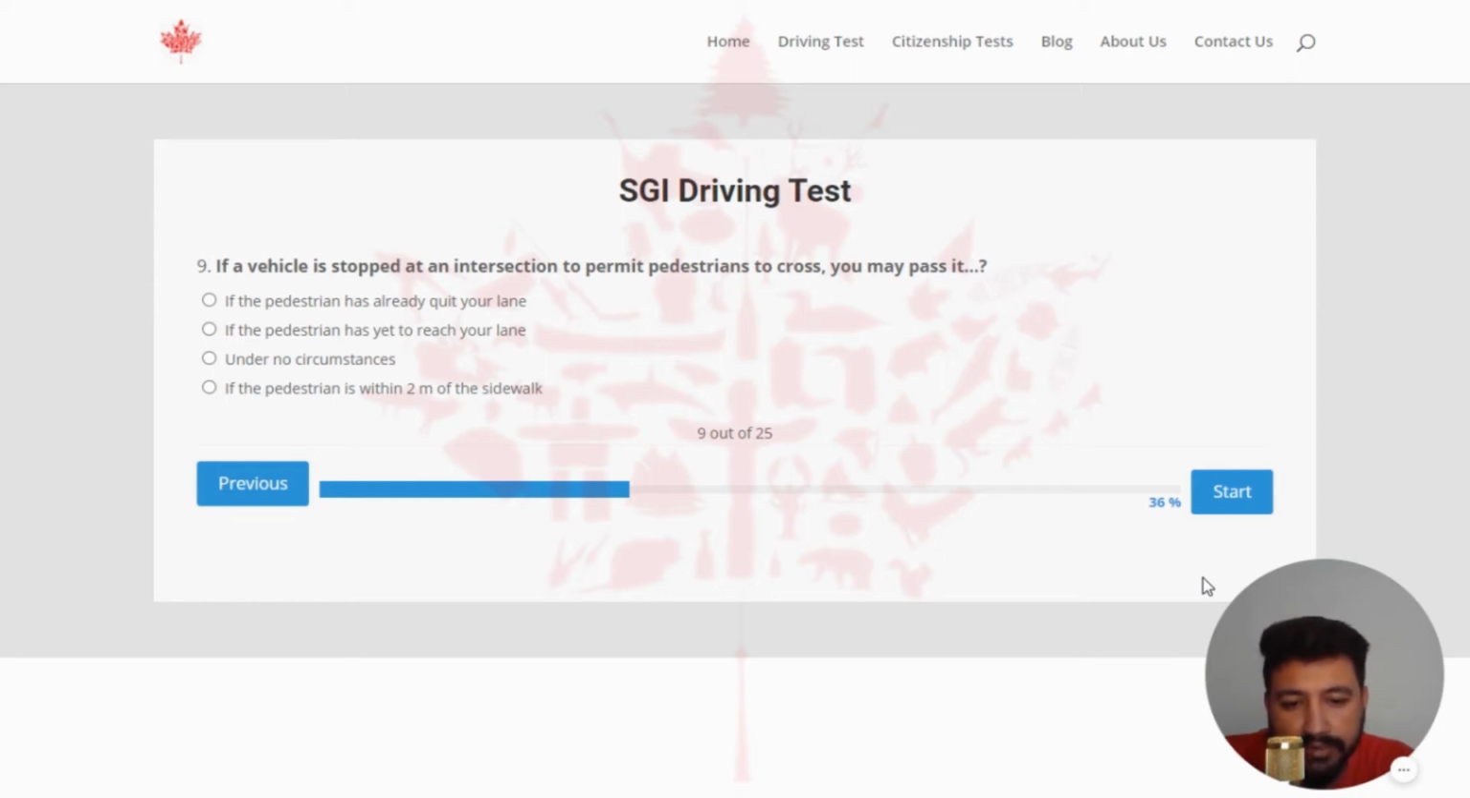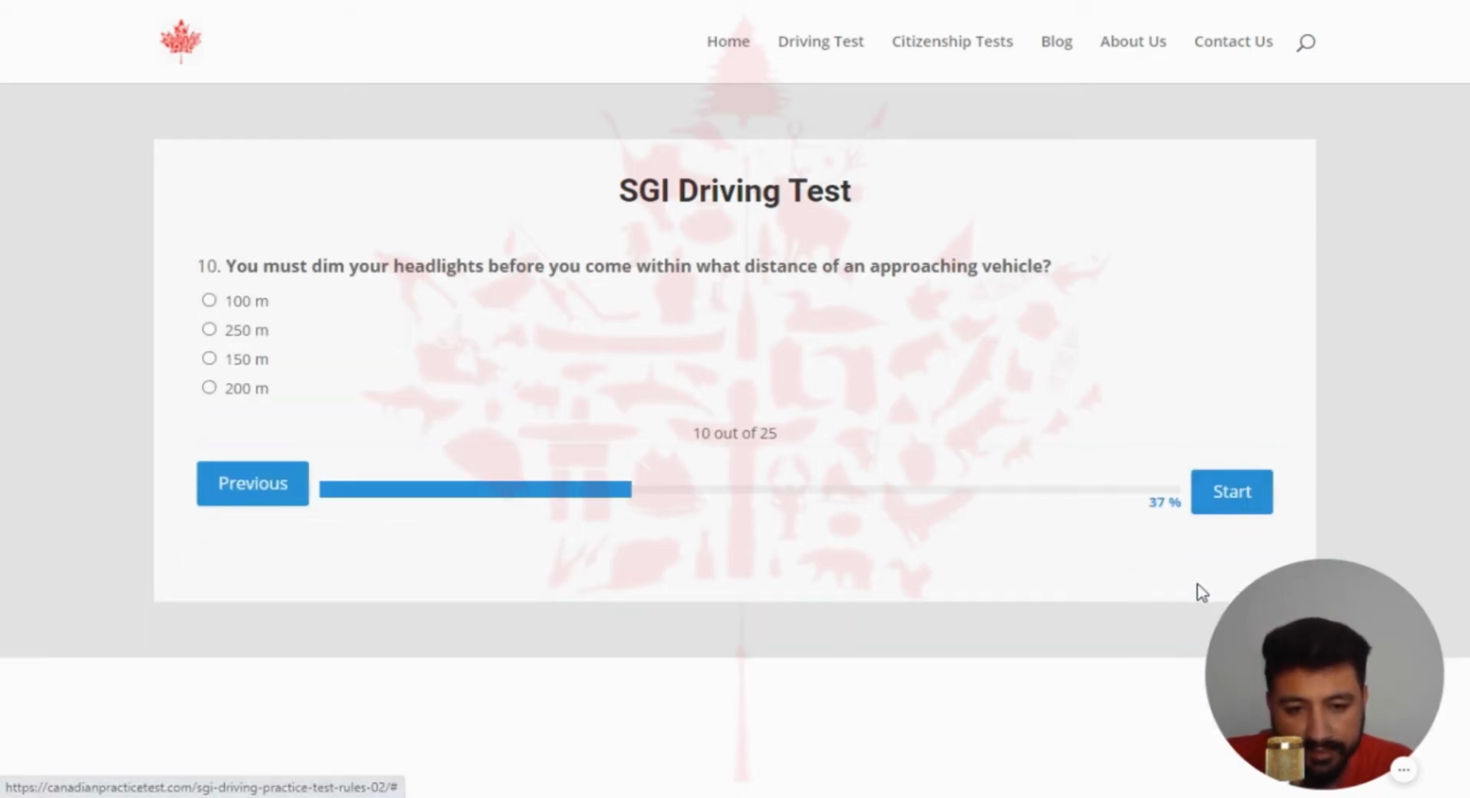The right answer is under no circumstances. So I'm going to select the third one. Next, you must dim your headlights before you come within what distance of an approaching vehicle? The right answer of 10th question is 200 meters.